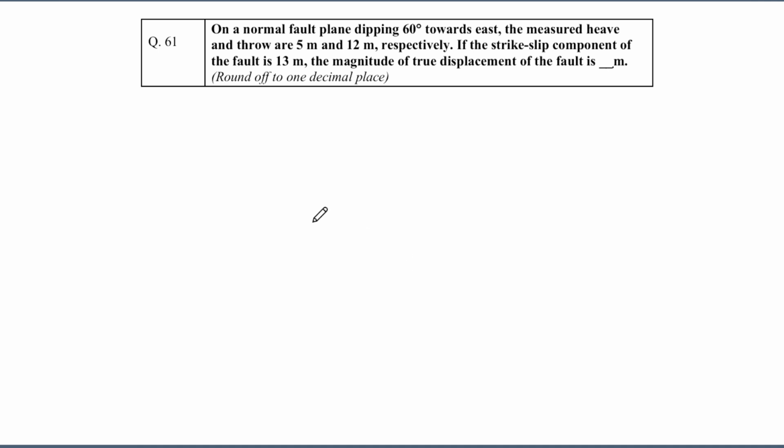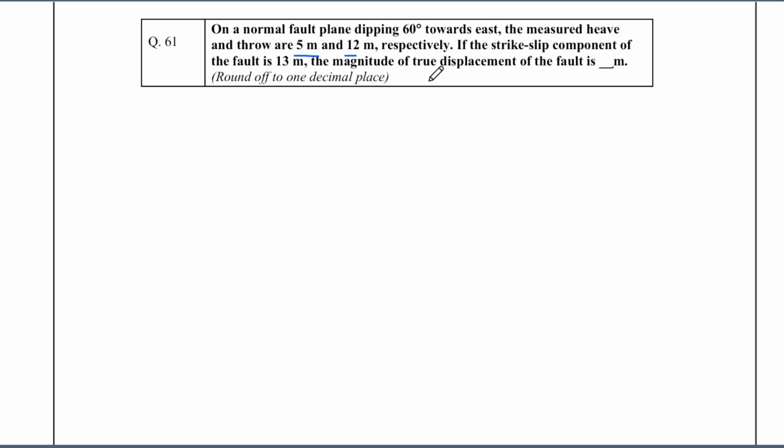Now in this question, what is given: on a normal fault, a plane dipping 60 degrees toward east. The measured heave and throw are 5 meter and 12 meter respectively. If the strike slip component of the fault is 13 meter, we have to calculate the magnitude of the true dip of the fault. So first we will construct one normal fault, dipping 60 degrees toward east.